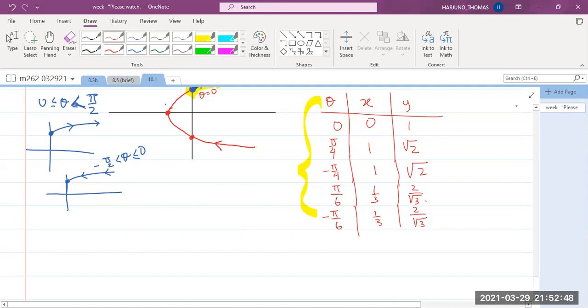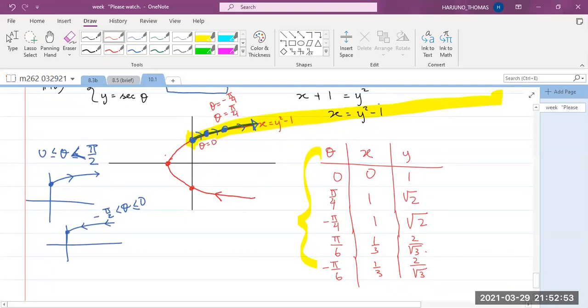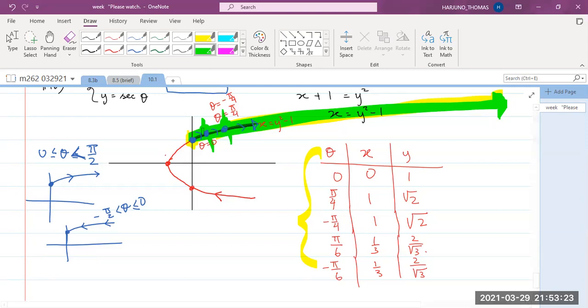So the x and y are symmetric, at exactly the same coordinates, but at different timing. So it goes from here, negative pi over 2, to theta equals 0, and then when theta goes back to pi over 2, like that. And at theta equals pi over 6, negative pi over 6, plus or minus pi over 4, they are exactly at the same coordinate. Okay, this is where I will stop.